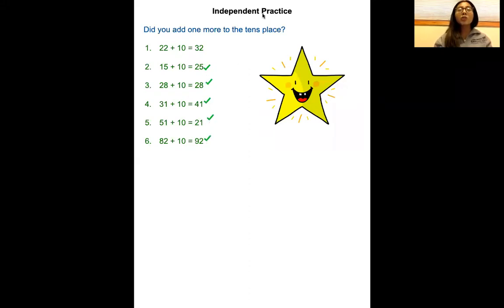All right, so if we look at the very first one that we did, 22 plus 10. Remember, the tens place did change, and it became 32. And if we do the next one, 15 plus 10, we're just adding one more to the tens place, so it became 25. So I hope, Kipsters, that you got all those answers right. Let's do our next set of problems.